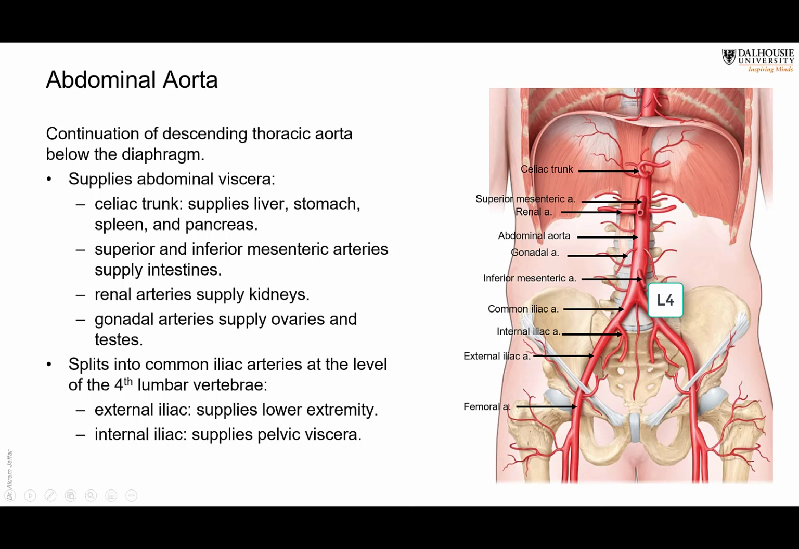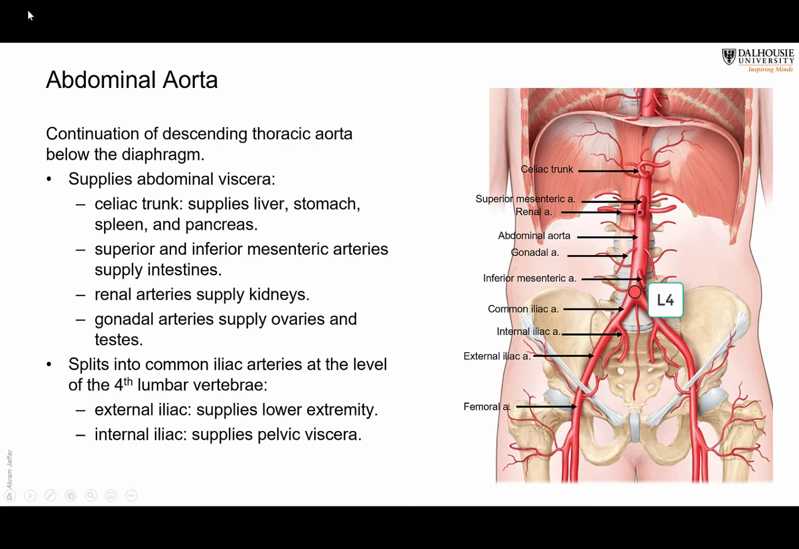Whenever you hear the word common, it means that the vessel is going to divide, either external and internal, or superficial and deep. So it's going to divide in one way or another. So this is the common iliac artery, divides into external iliac and internal iliac artery. The internal iliac artery supplies the viscera of the pelvis, and the external iliac artery, as you can see, goes straight forward, downward into the thigh to become the femoral artery.